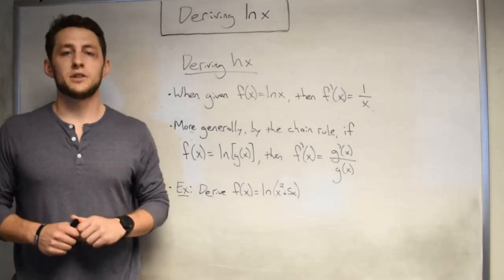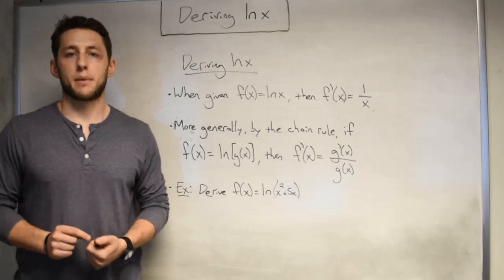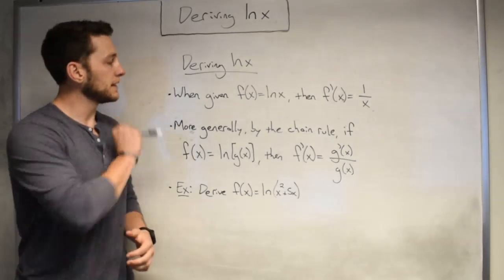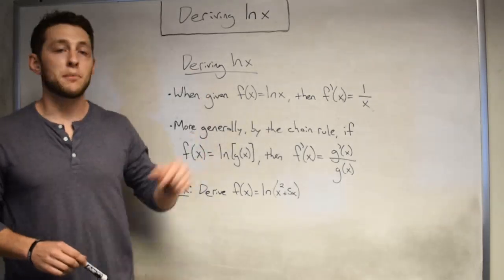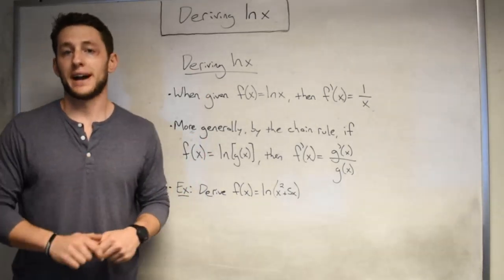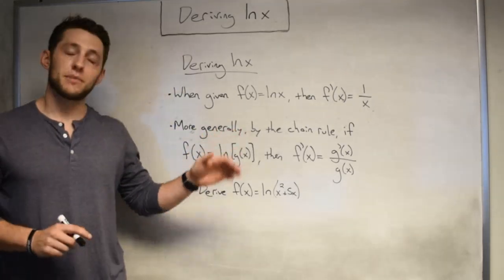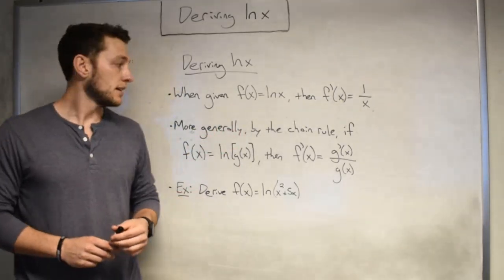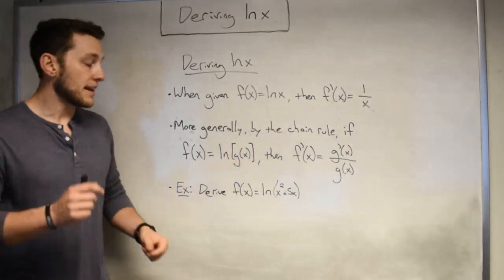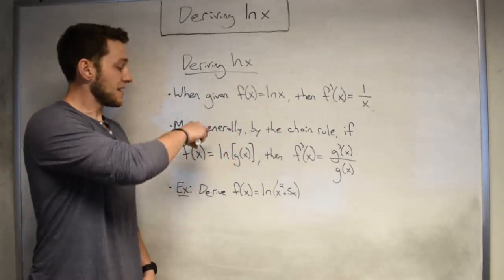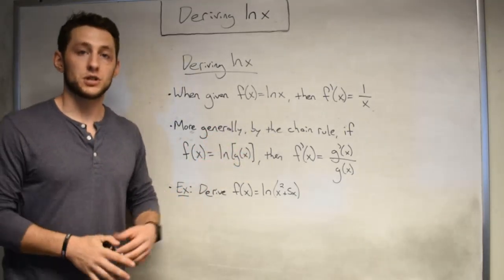Alright, now that we know about natural logs and kind of what they are and how they operate, let's talk about how to derive them. When given f of x equals the natural log of x, then f prime of x is just 1 over x. More generally, and this is probably a better rule to have memorized if you're going to memorize one, by the chain rule, applying the chain rule to something like this, if f of x is equal to the natural log of something with x on the inside, which I'll denote g of x.